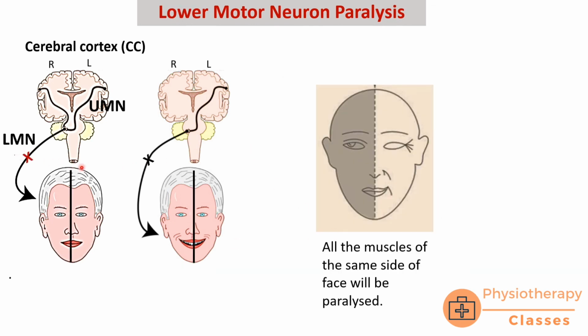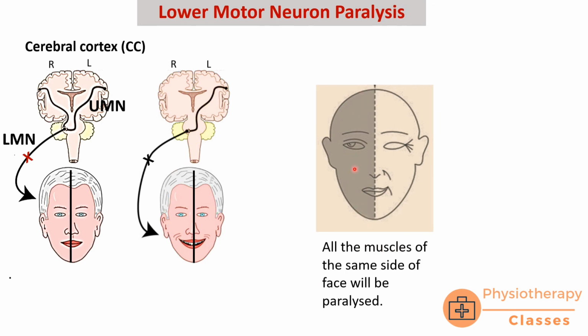So here, where will be the lesion? In the lower motor neuron. That means the facial nerve is affected. So once the neurons have reached the facial nerve, it is controlling the muscles of the upper part of the face as well as the lower part of the face. So it hardly matters now, because the facial nerve is supplying all the muscles on the same side of the face. Okay, so what will happen?